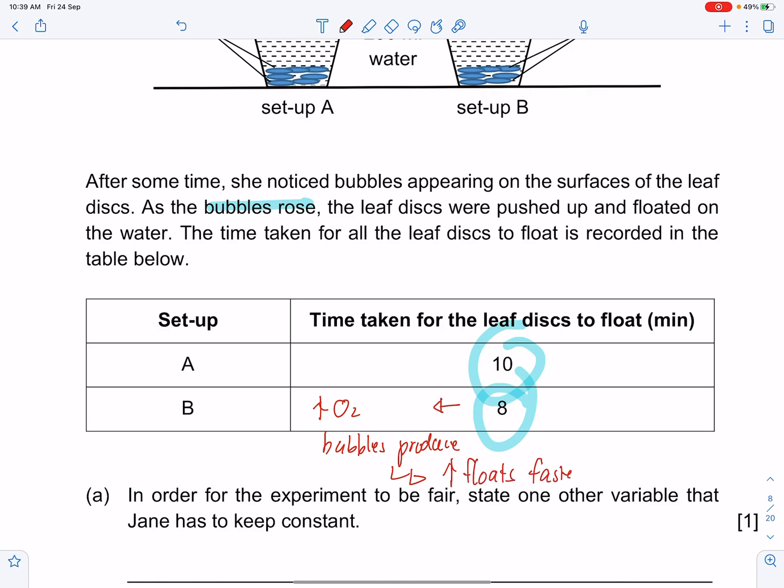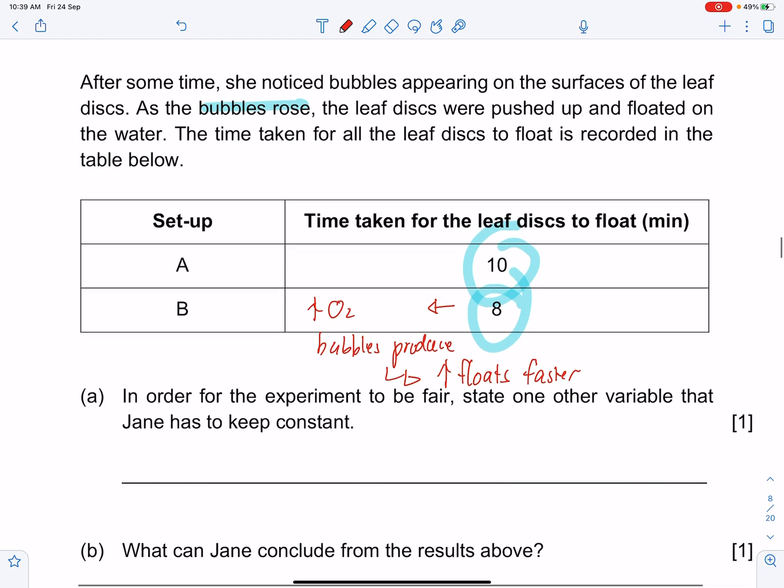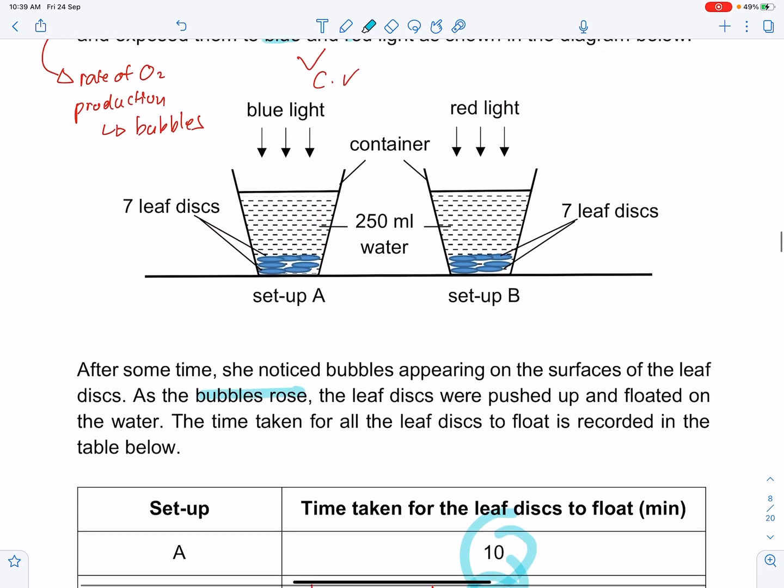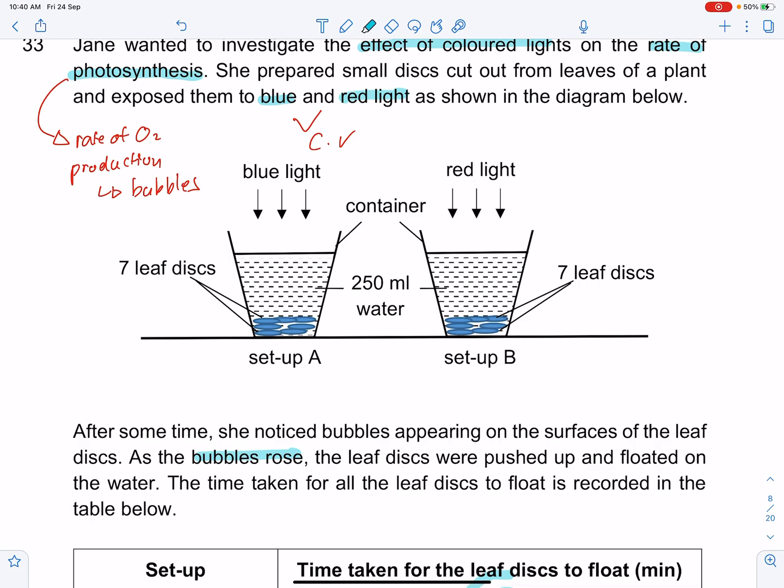Right? Okay? So, in order for experiment to be fair, state one other variable. Excuse me, ladies and gentlemen, one other variable. Do you not see it? It's so important for you to note. Okay? I mean, even if they don't put one other variable, come on. If it's already listed there, do you think that the examiner really wants you to just copy, cut and paste from the question? No. So take a look at what is already there. So they already say things like, okay, both of them have 250 ml, both of them have 7 leaf discs. Please don't go and repeat these kind of things. You know what I mean?